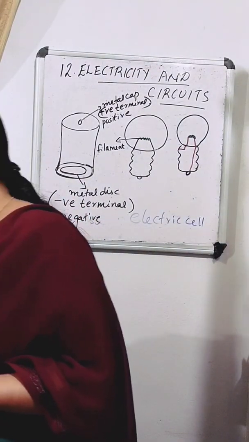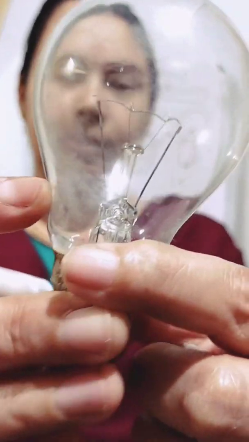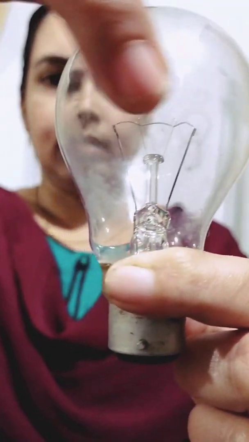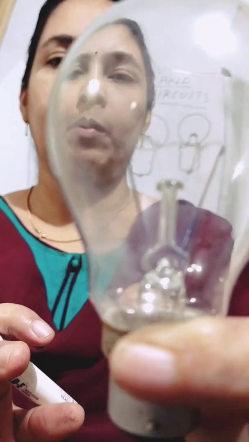This is a big electric bulb. Here in the middle, can you see a thin wire? That is called the filament.